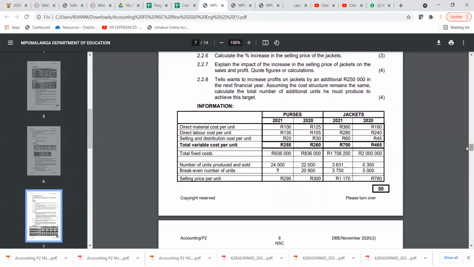So here we have the information, and we're going to focus only on purses, and we're going to focus on 2021. So there we have direct material costs per unit, direct labor costs per unit, selling and distribution costs per unit, and that gives us total variable costs per unit of 255. Then we have total fixed costs, which is 936. Then we have number of units produced and sold. We have break-even number of units, and we have selling price per unit, 295.